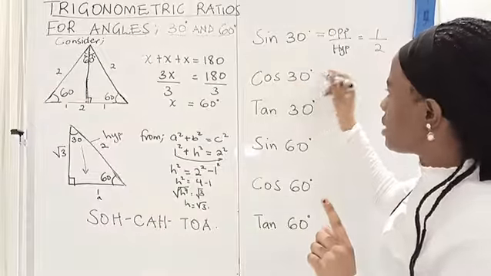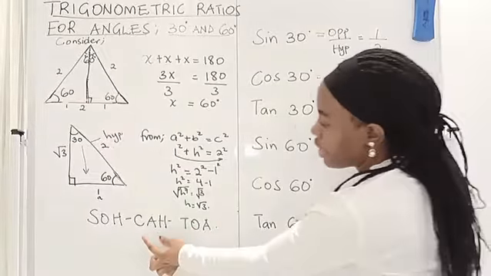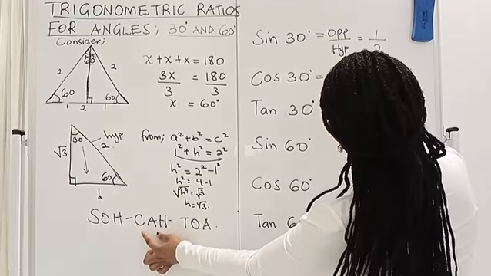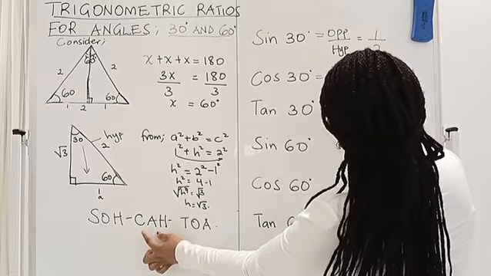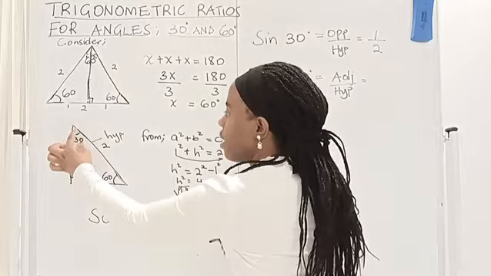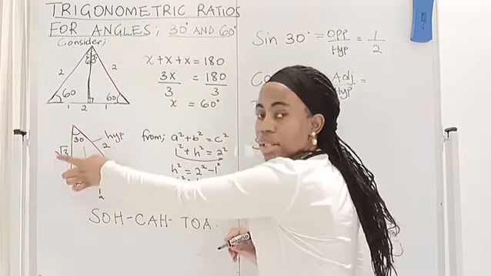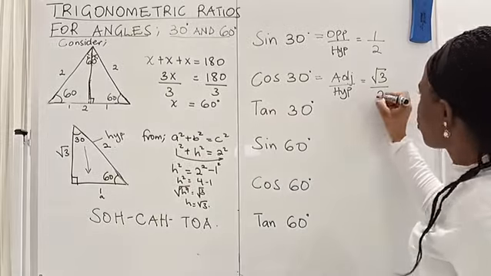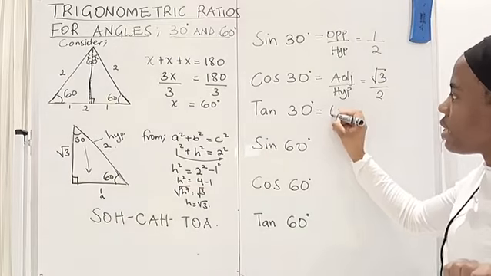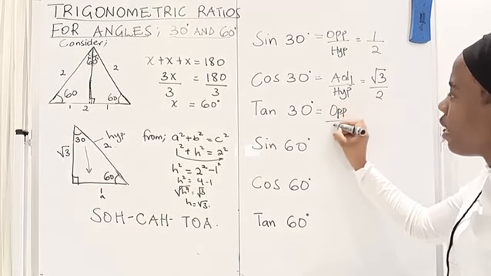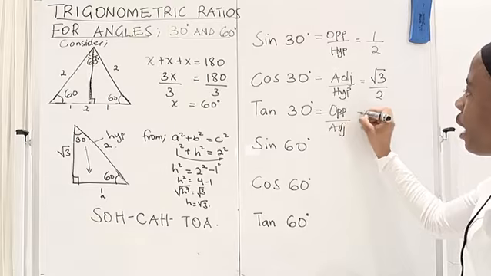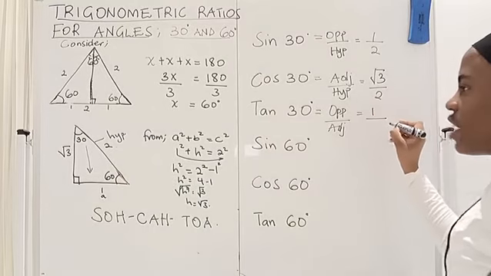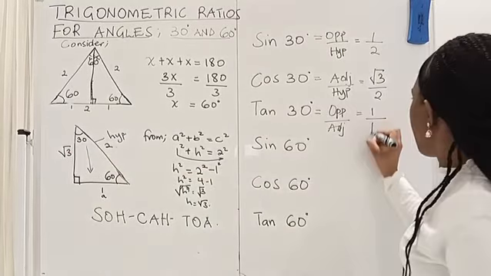Now we go to cos 30. Cos 30, we know that the formula for finding cos is adjacent over hypotenuse. Okay? Now, if 30 is here, what is its adjacent? Where the angle sits. So this is going to be root 3 out of the hypotenuse 2. And what is tan 30? Tan is equal to opposite over adjacent. Okay? What is the opposite? Considering 30, opposite is 1. Adjacent is root 3. Okay?